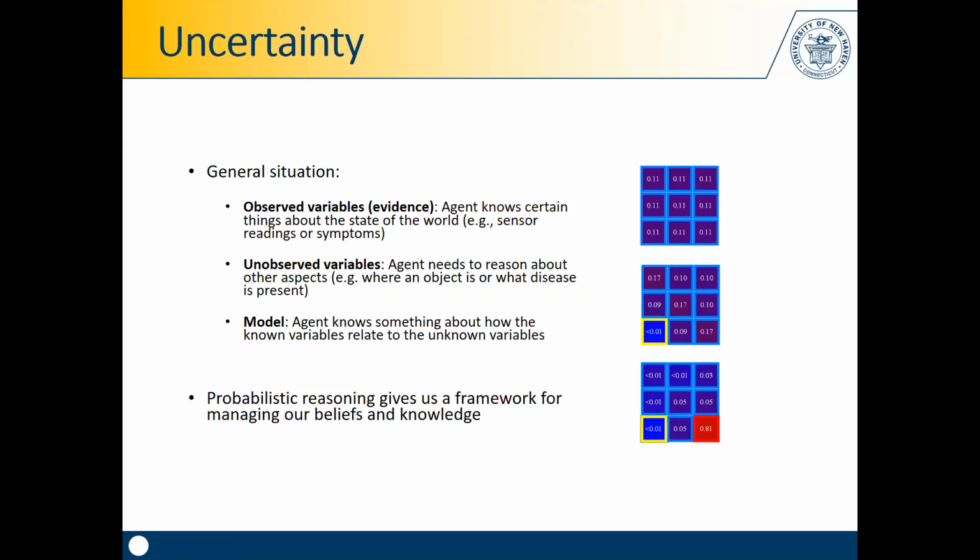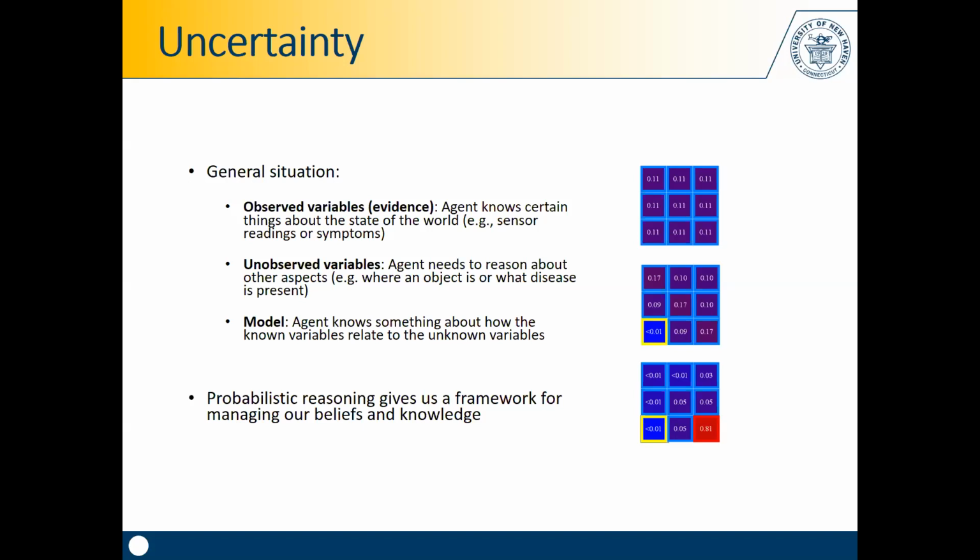In these situations, in general, we typically have, or may I say, we need to have some observed variables or evidence which represent what the agent knows about the state of the world. For example, sensor readings in Ghostbusters, or imagine a medical diagnostics scenario where a doctor wants to diagnose a patient with a particular disease. In that case, the observed variables are symptoms, whether the patient is coughing or not, whether the patient has a fever or not.